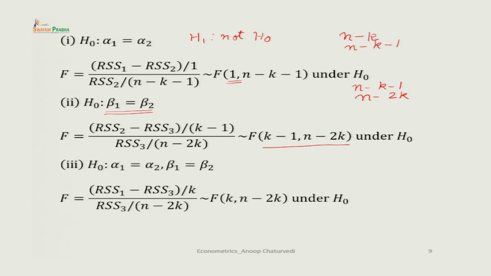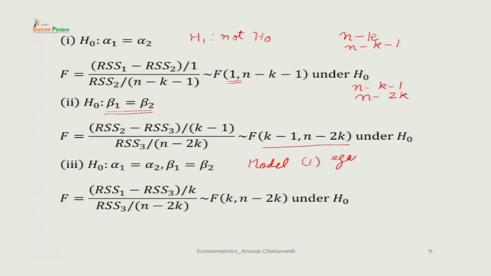The third case which we consider here is H naught, the hypothesis that alpha 1 is equal to alpha 2, beta 1 equal to beta 2. So, under H naught we assume that there is no structural change, and under H 1 we assume that there is a structural change in both the intercept and the slope coefficients. So, basically we are testing model 1 against 3.